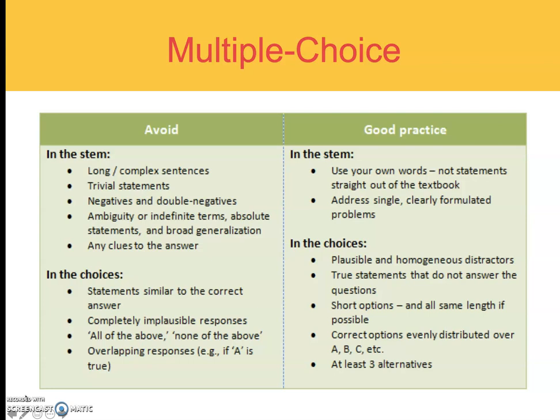They have true statements that do not answer the question. They're short options and all about the same length. Correct options are evenly distributed over A, B, C, and there are at least 3 alternatives in there. So be conscious of that when you are developing multiple choice tests.